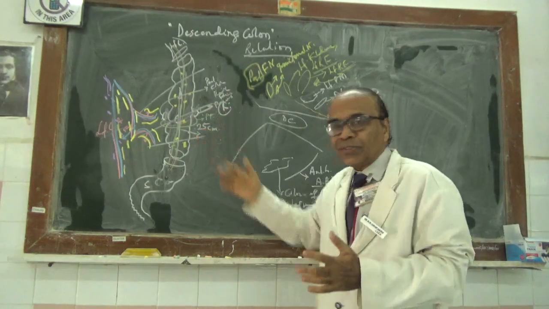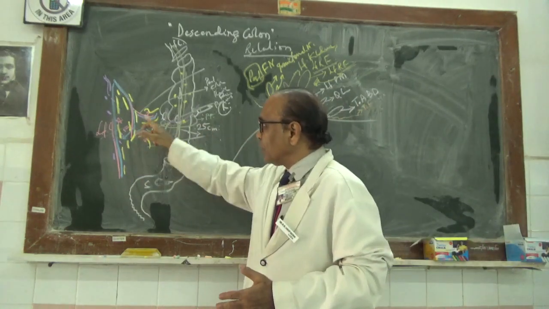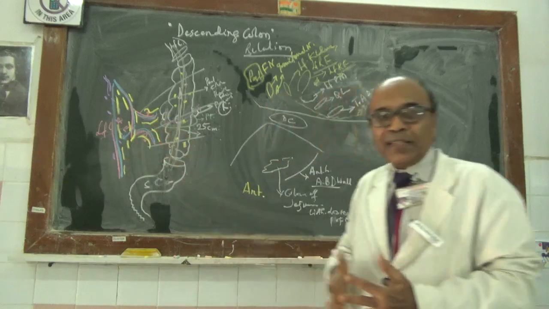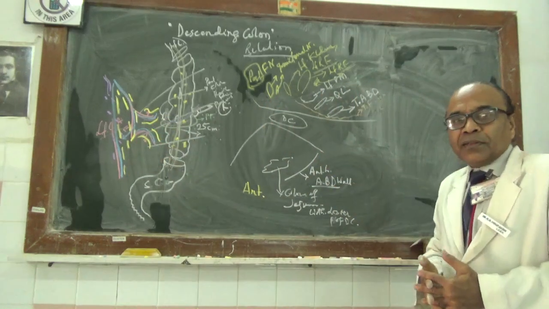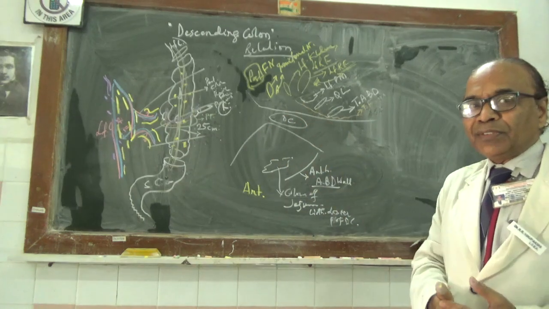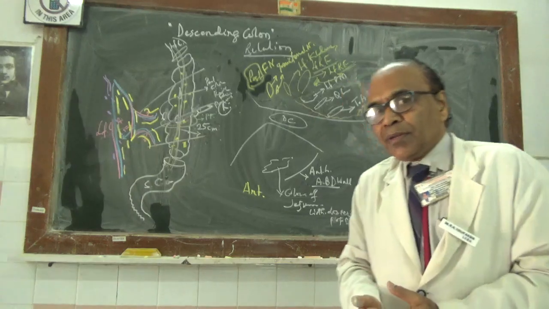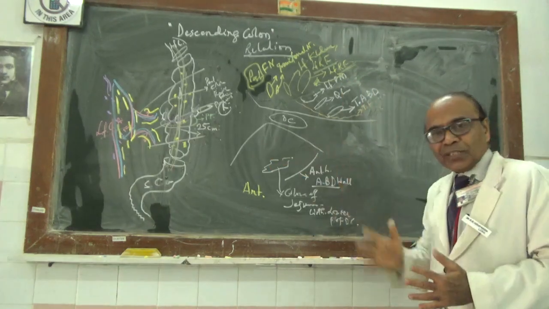Embryology of this descending colon is from the hindgut, because it is supplied by the left colic. Left colic is a branch of the inferior mesenteric artery. So whatever organs are supplied by the inferior mesenteric artery have development from the hindgut of the endoderm. So that is the development.